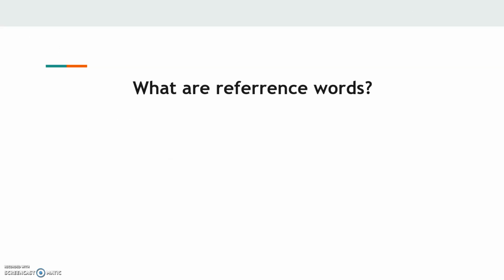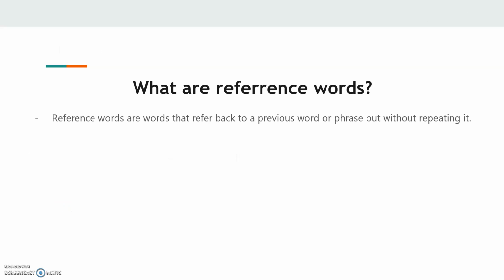What are reference words? Reference words are words that refer back to a previous word or phrase but without repeating it. All reference words have a referent. The referent can be a noun phrase, or an idea. Generally, we look at previous sentences to identify the referent. However, especially with empty subject and demonstratives as pronouns, we may need to look at the following sentence to identify the referent.